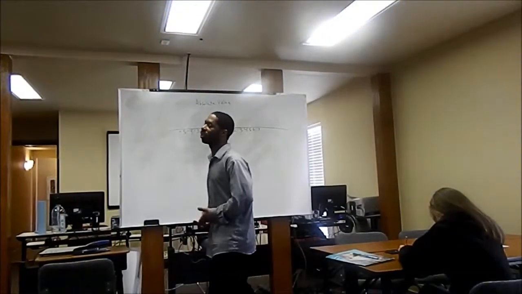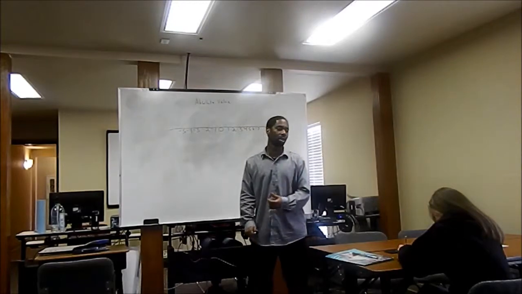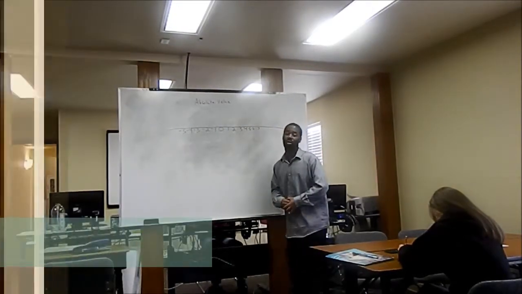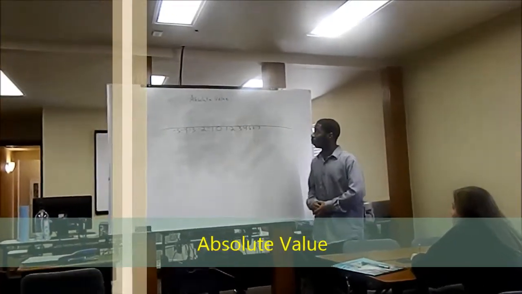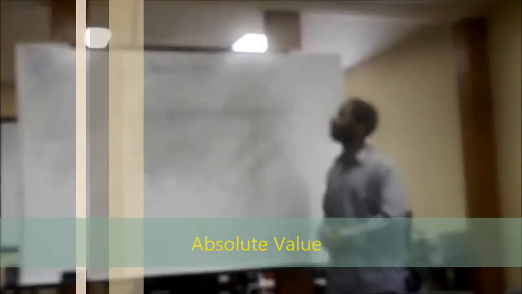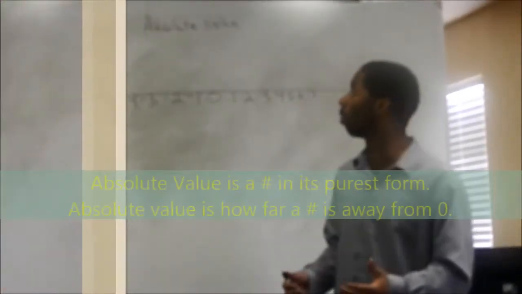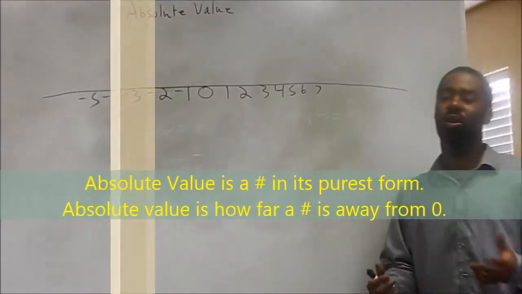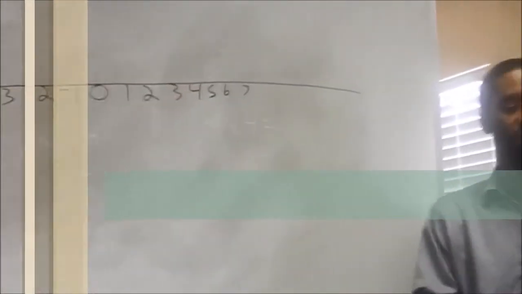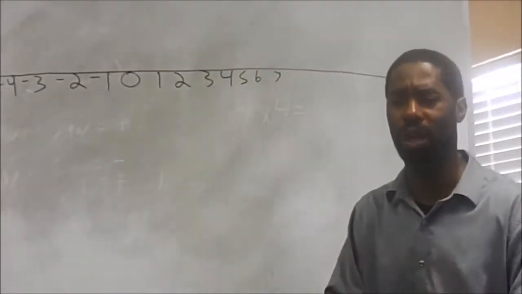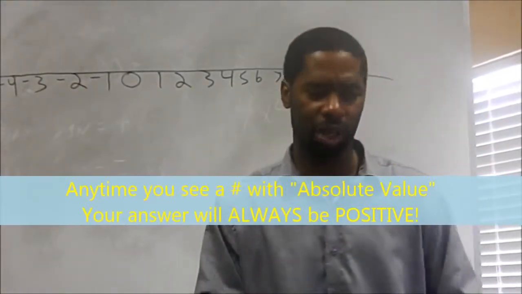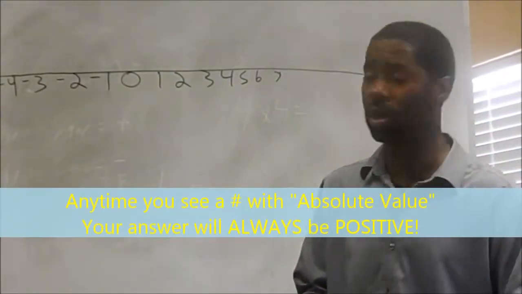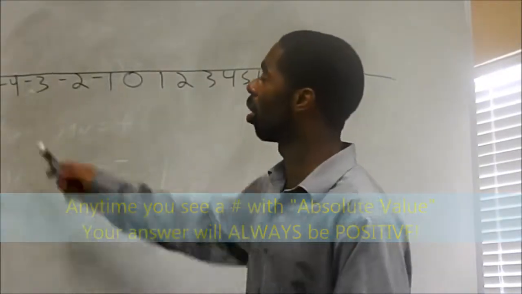We talked about adding integers, we talked about subtracting integers. Okay, the last thing that we're going to do today is called absolute value. When we talk about absolute value, what we're talking about is the value of something in its purest form, in its absolute form. Okay? To make a long story short, anytime you see something that says absolute value, your answer is always going to be positive. Absolute value is never a negative answer. It's always positive. Okay, let's look at our number line.